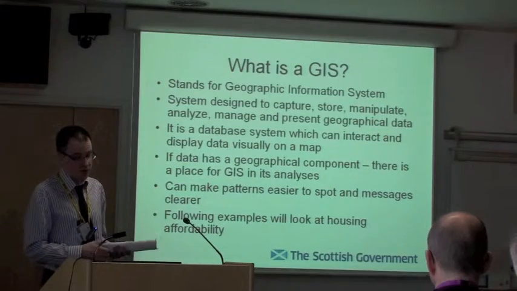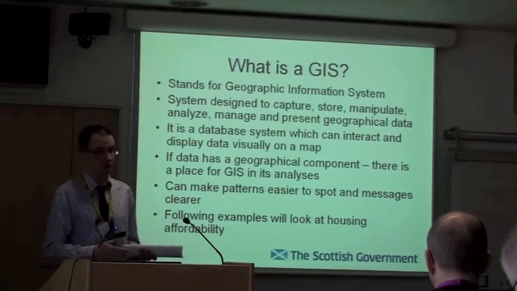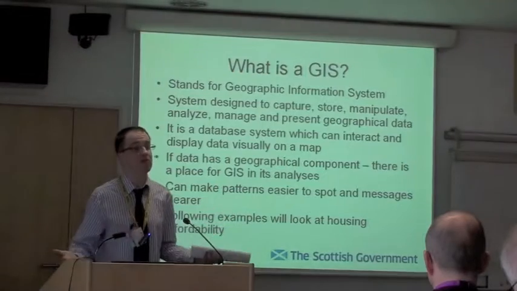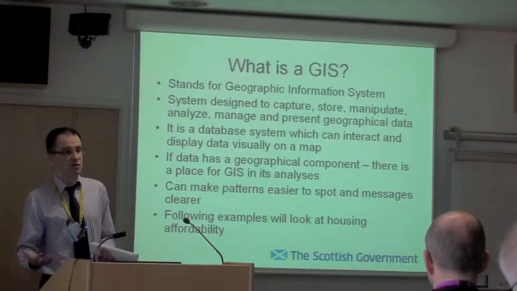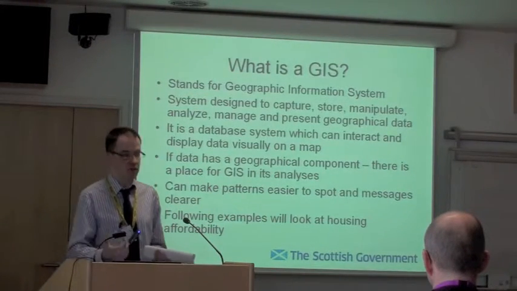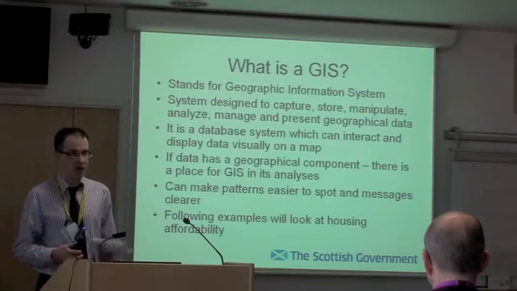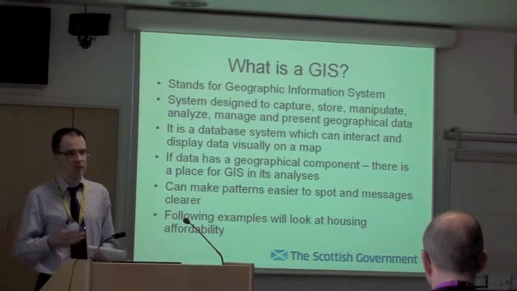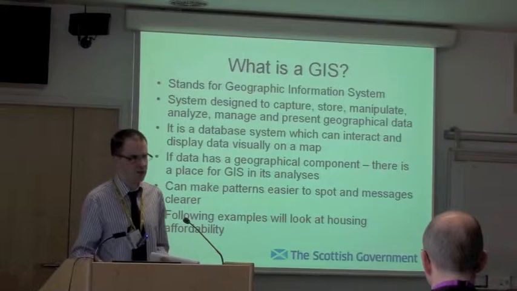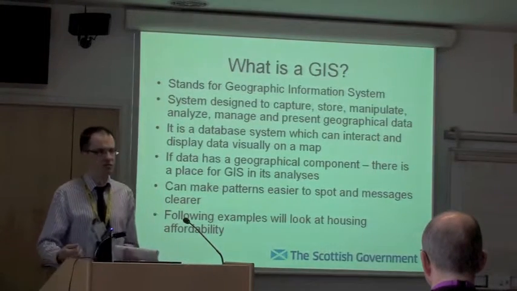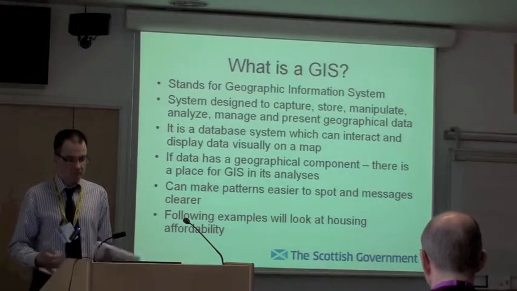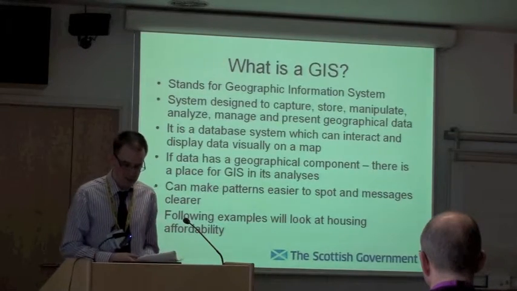As I said before, if data has a geographical component, and in local and central government, what data doesn't? If it's about a person, it's geographical. If it's about a place, it's geographical. Things like council tax data is geographical, benefit recipient data is geographical, homelessness data is geographical. Sources that I've used in the past.